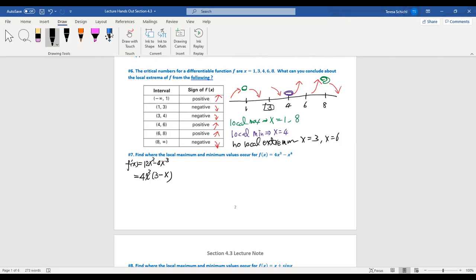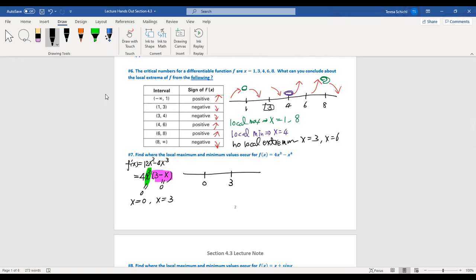So this is 3 minus x, and then we set this term equal to 0 and this term equal to 0, right? If each term equals 0, what I have is x equals 0 and x equals 3. Okay, so now let's do the same way. We plug it in. This is 0, this is 3, right?